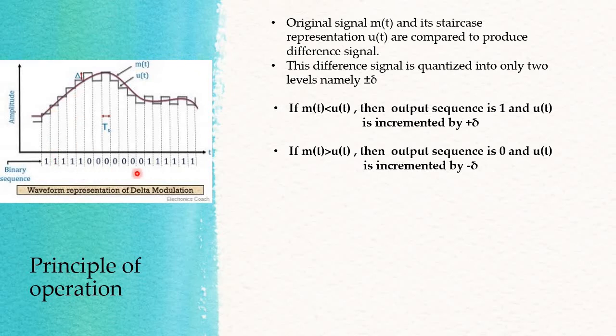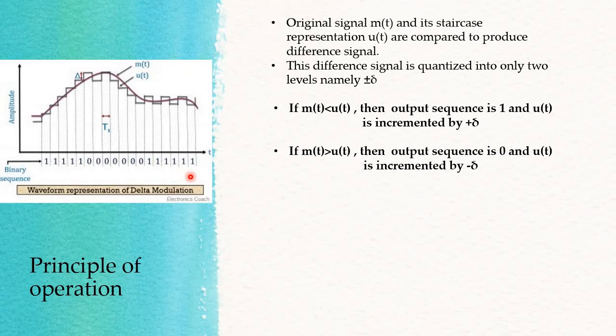We take one more example. For this particular time instant, the input value is greater than the value of your u of t. So what will it generate? It will generate the output as 0, and for the next time instant here there is a decrement. So in this way we are generating the staircase, and along with the comparison we are generating the output sequence.